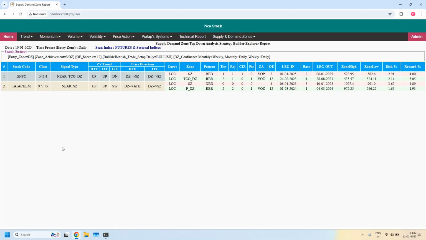That means in these 2 stocks, these daily demand zones are part of the weekly demand zone, and both together again part of the monthly demand zone. And monthly trend is up in both these stocks. If any of these stocks are having monthly EMA confluence, that stock is even more high probability trade setup supported stock. So let's verify. Don't forget Tata Chemical is a pierced zone.